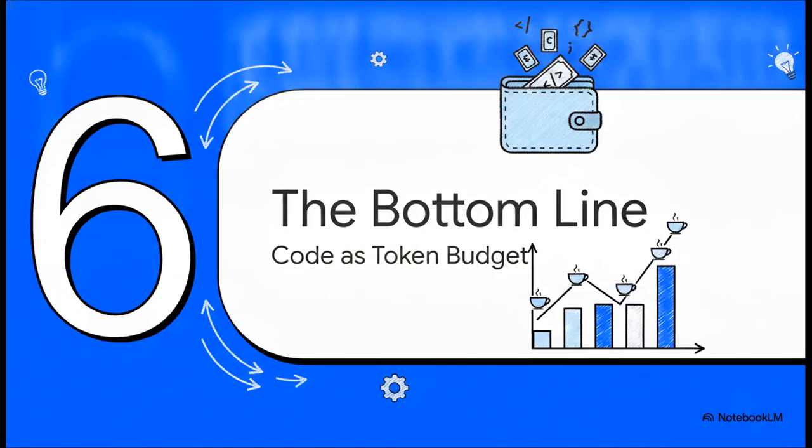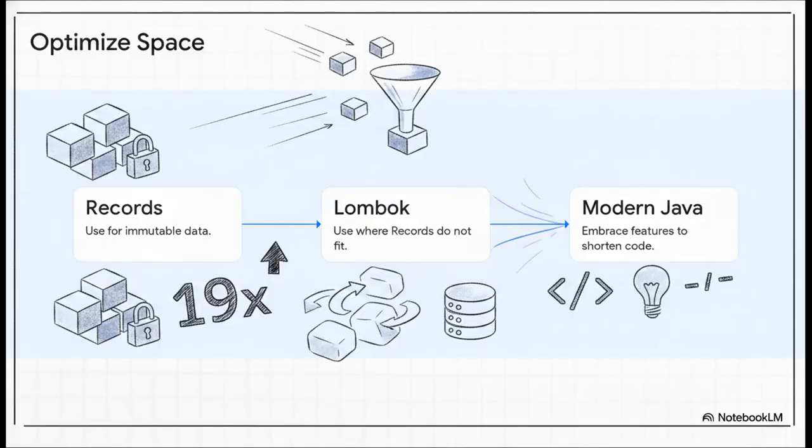Section 6. The bottom line. Code as a token budget. So we've seen the evidence. The crucial point here is how we tie all of this together into an actionable strategy for your daily workflow. Basically, it's a 3-step operational imperative for AI-assisted coding. Step 1. Reach for records whenever you have immutable data. You absolutely want to capitalize on that 19x savings.